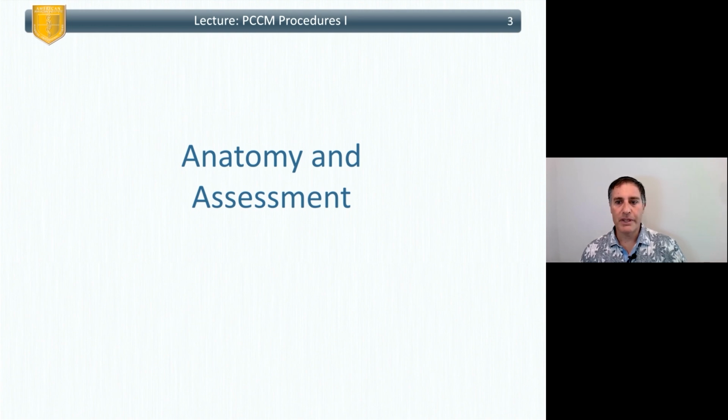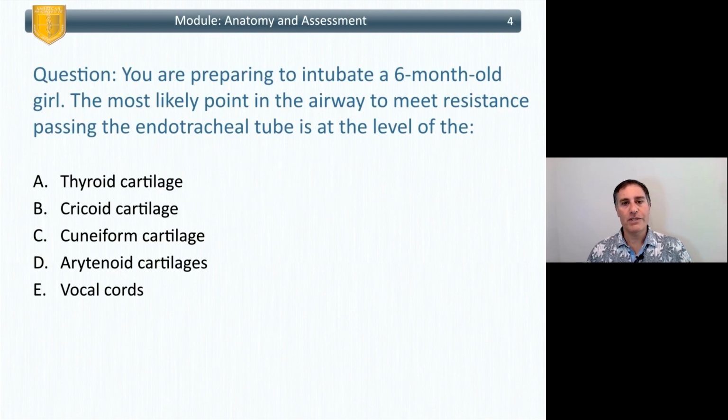So starting with anatomy and assessment, we have a question. You're preparing to intubate a 6-month-old girl. The most likely point to meet airway resistance when passing an endotracheal tube is at the level of the thyroid, cricoid, cuneiform, arytenoid cartilages, or the vocal cords. And so the right answer there is the cricoid cartilage.